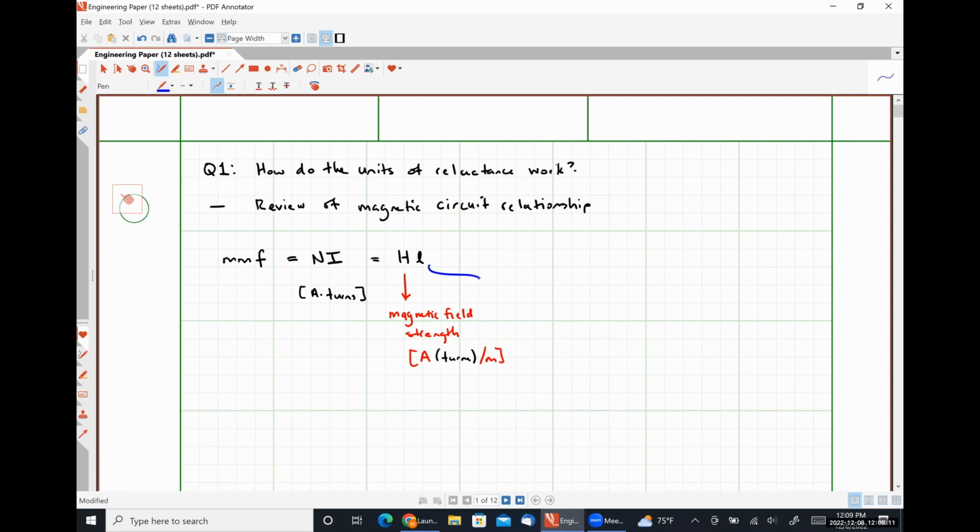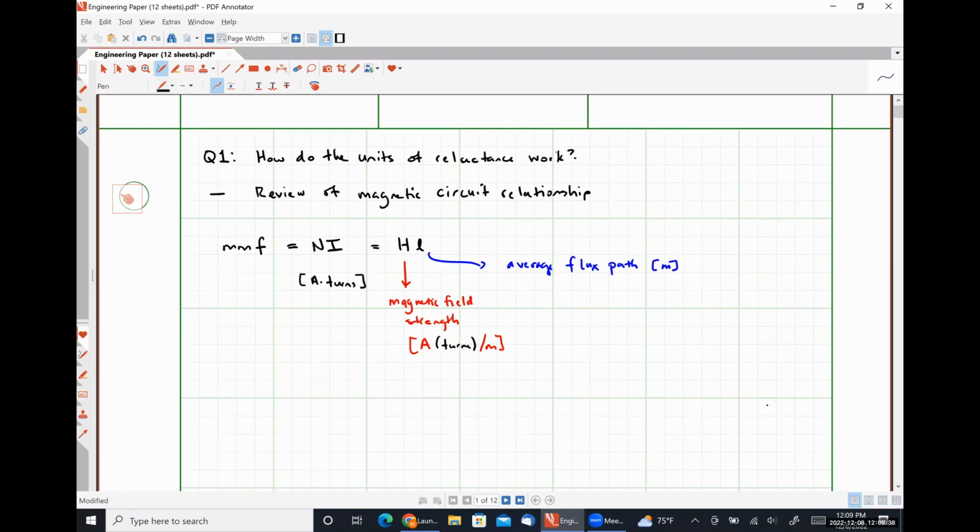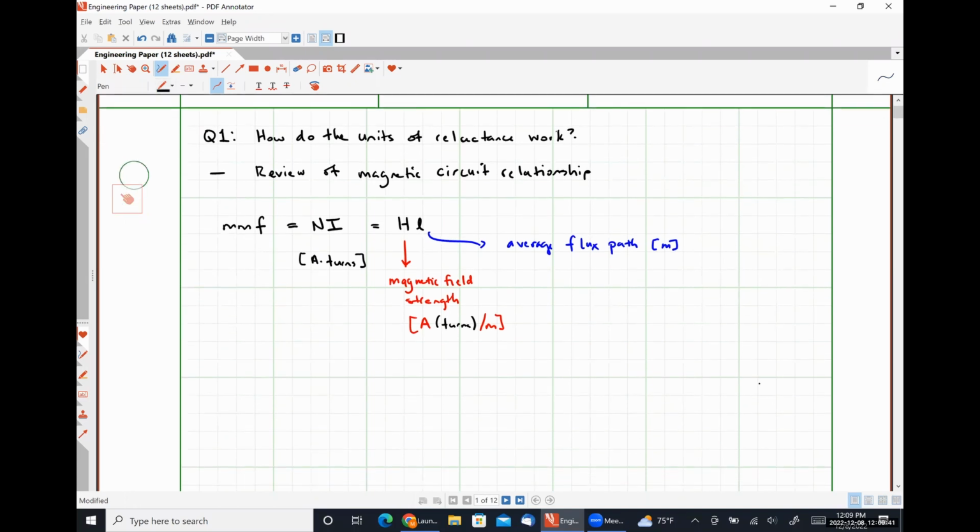And this L here is the average path, or average flux path, let's call it that. It's just the average distance the magnetic flux travels, measured in meters. Our magnetic flux density B is equal to the magnetic flux divided by the area.